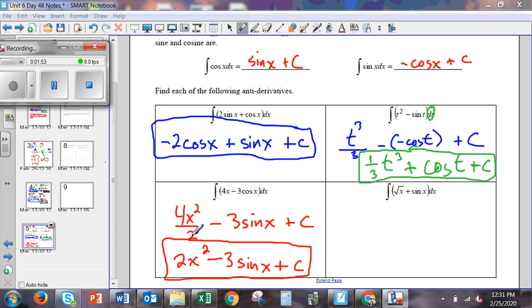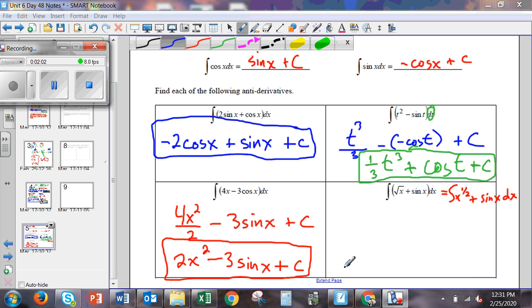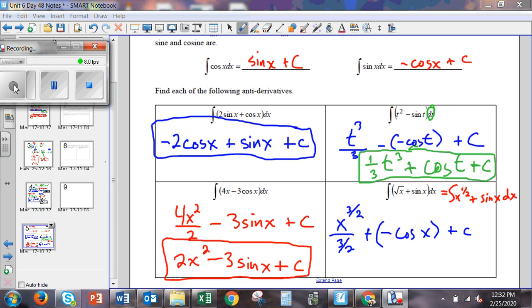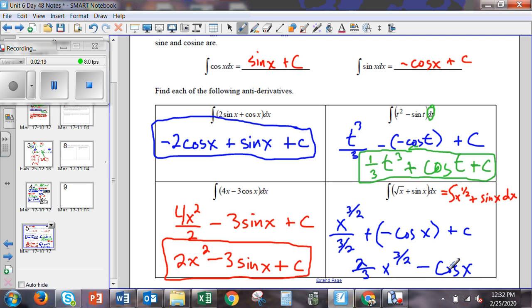So add 1 to the power, divide by the new power. The integral of cosine x is sine x, and then add the constant. Okay, and the last one, first thing, write it like it's polynomial-like. And we're going to go through and add 1 to the power and divide by the new power. And then when I rewrite this, I'm going to get 2/3 x to the 3/2 minus cosine x plus the constant.